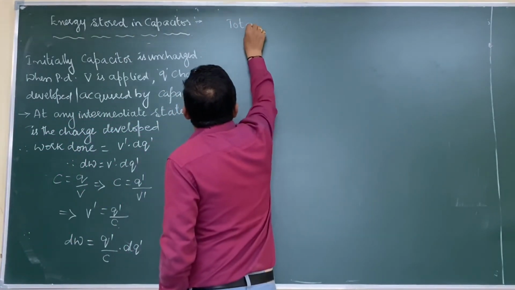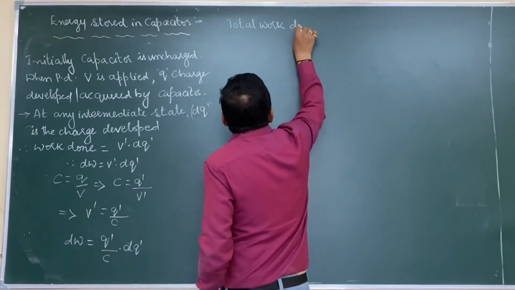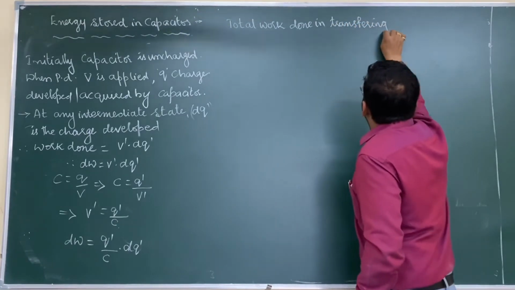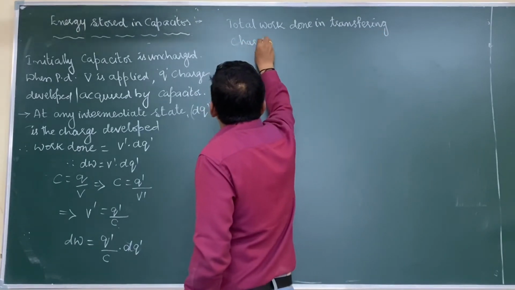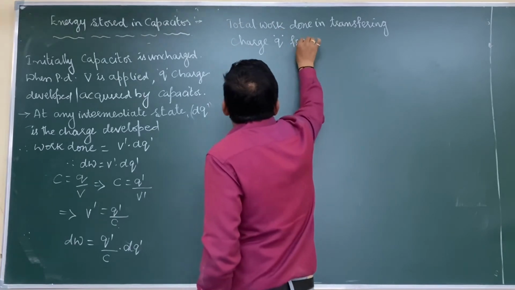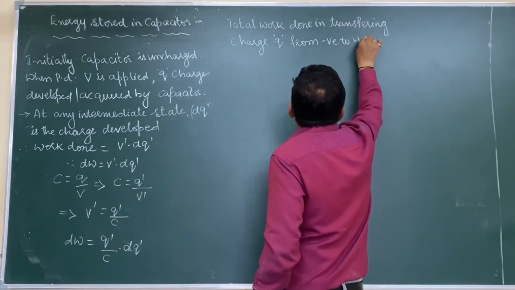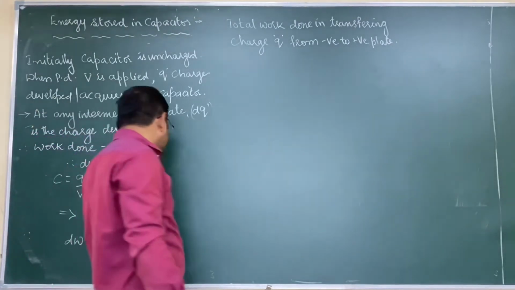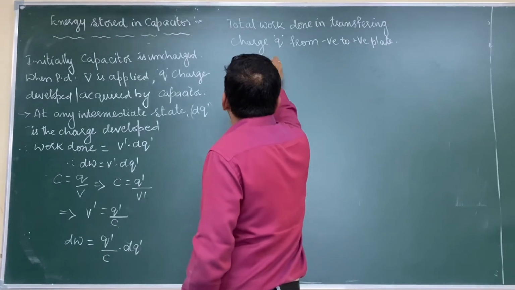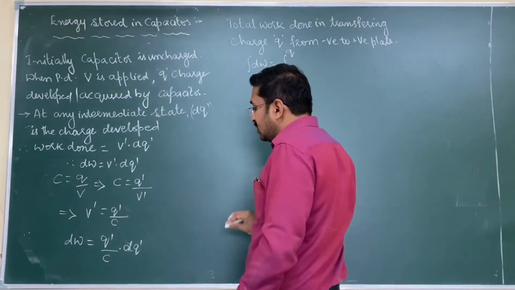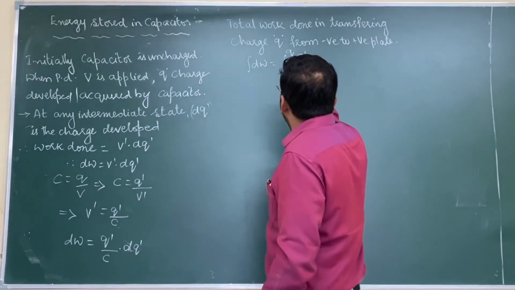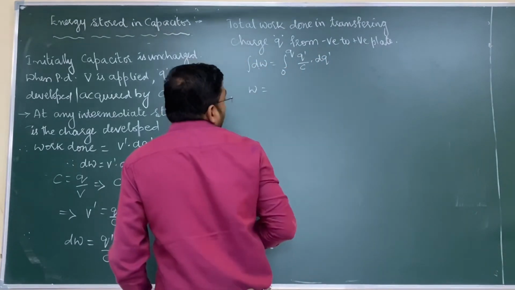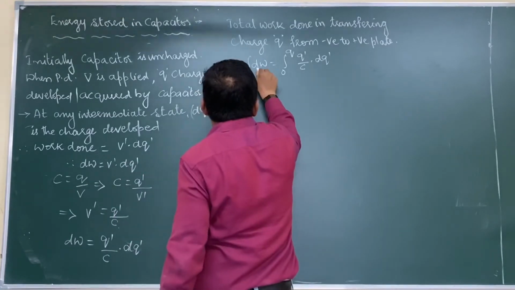Okay, now total work done in transferring charge q, okay, from the negative to the positive plate is, you know that, integration of dw is equal to integration from 0 to q of q dash by c dq dash. Integration and differentiation get cancelled out. This work done is equal to, integration and differentiation cancel, what remains is work done.